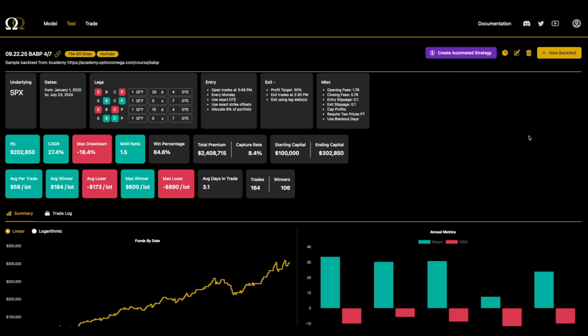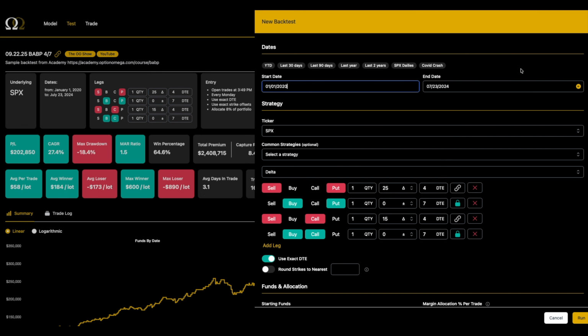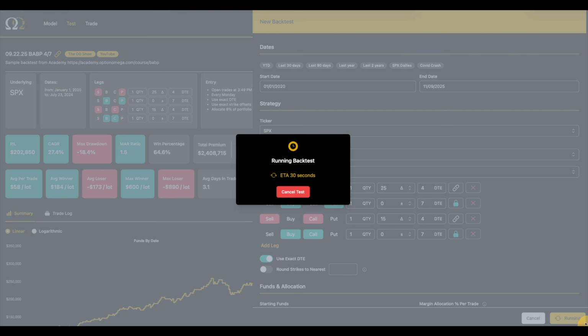We're talking 4/7s. I have an old 4/7 from our Build a Backtest Portfolio class on Option Alpha Academy. The first thing we're going to do while I talk through this is update this through today. And the data that is in the Academy is from the middle of 2024. It was a 1.5 MAR.